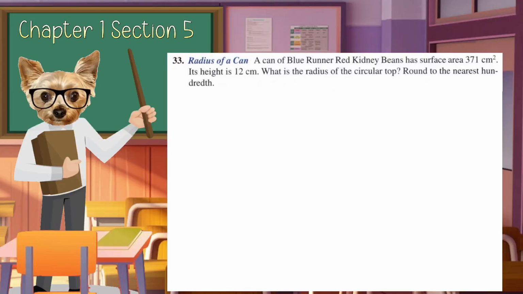Hey everybody, in this video we are going to be doing a word problem dealing with the radius of a can. This will be a cylindrical problem. Sometimes you have cylinder problems that are dealing with volume, and other times you might have a cylinder problem dealing with surface area. If you look at the problem, you see that it's going to mention surface area.